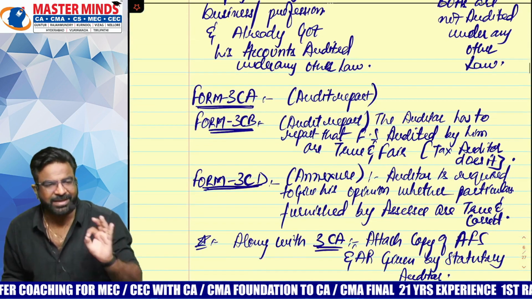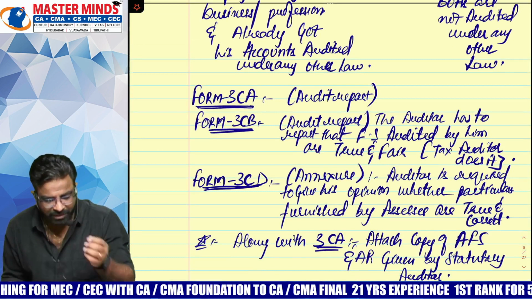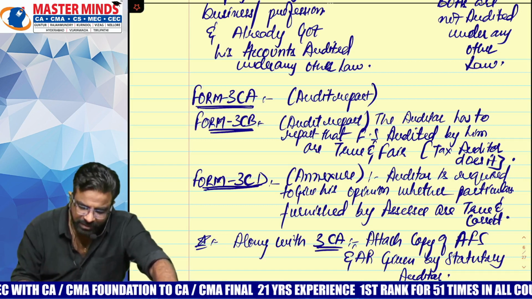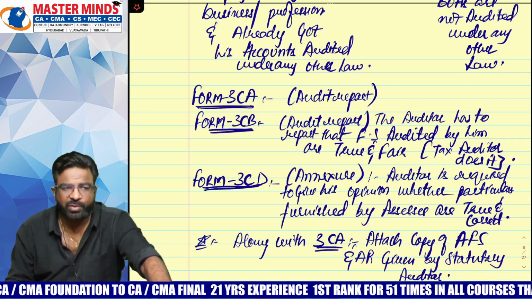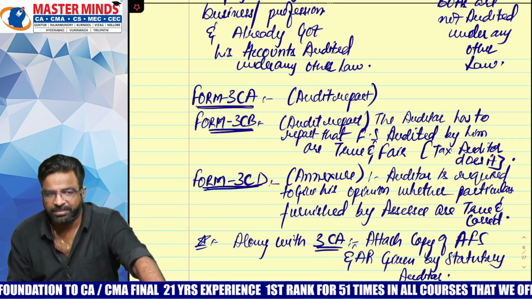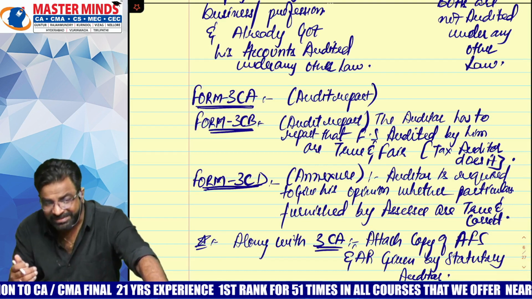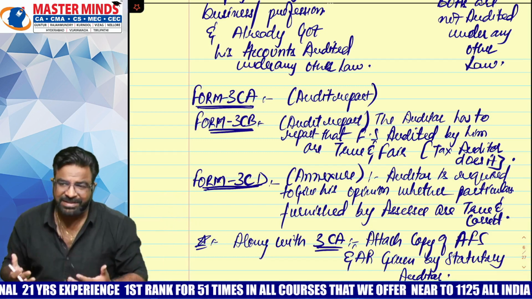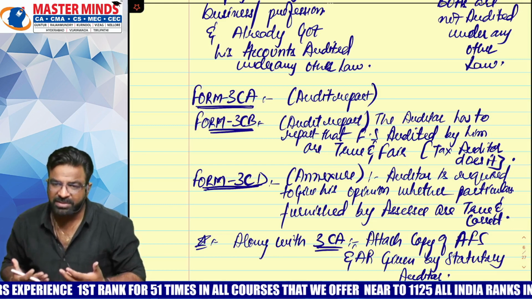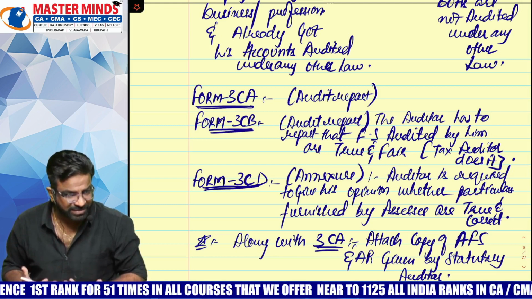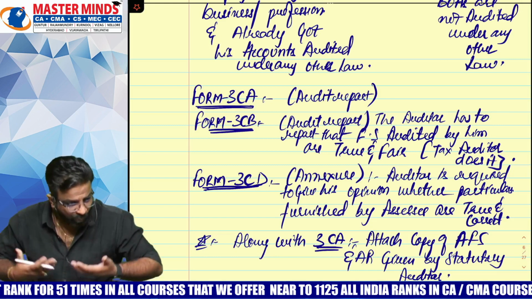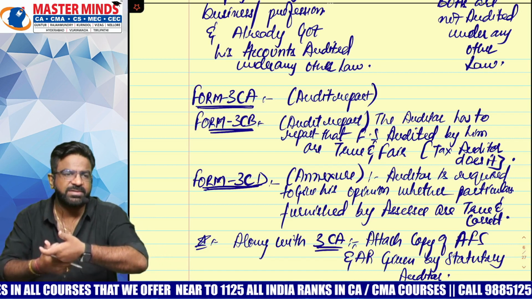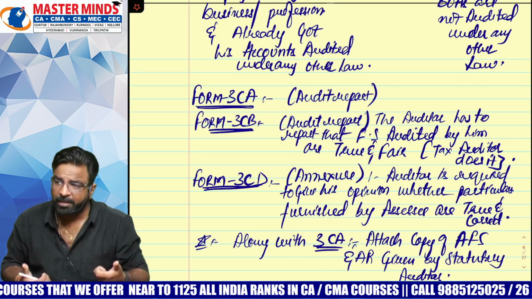What is CA? Audit report. CB is also what? But do you know the difference between the two? This is the major difference. No, I am not asking the difference between CA and CD. I am asking the difference between CA and CB, that CA report and CB report are both tax. See, 3CD form is not the tax audit report. 3CD form is a certification, a certificate on 44 clauses. The report is 3CA or 3CB. What is the difference between 3CA and 3CB? That I am asking.